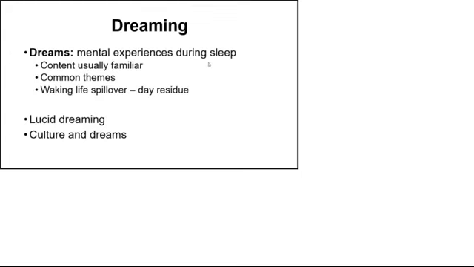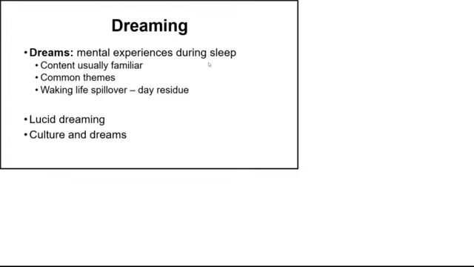As other neat things about dreaming, we have lucid dreaming. This is when you're aware that you're dreaming and actually have the ability to sort of control or manipulate your dreams once you're aware of them. And there are ways to sort of train yourself to have lucid dreaming. It seems to be a very interesting concept.